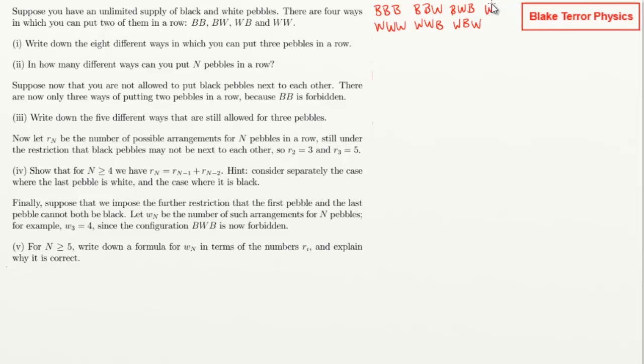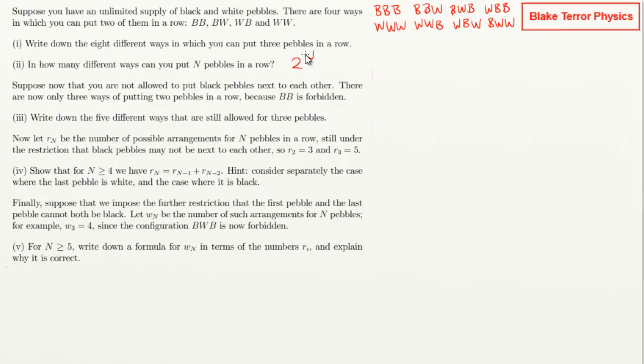I haven't done a white, black, black for a black, white, white. Right, so that's 8 different ones, isn't it? They're all opposites of each other. Okay. In how many different ways can you put n pebbles in a row? Well, that's going to be 2 to the n, because you've got 2 options for each one of them.